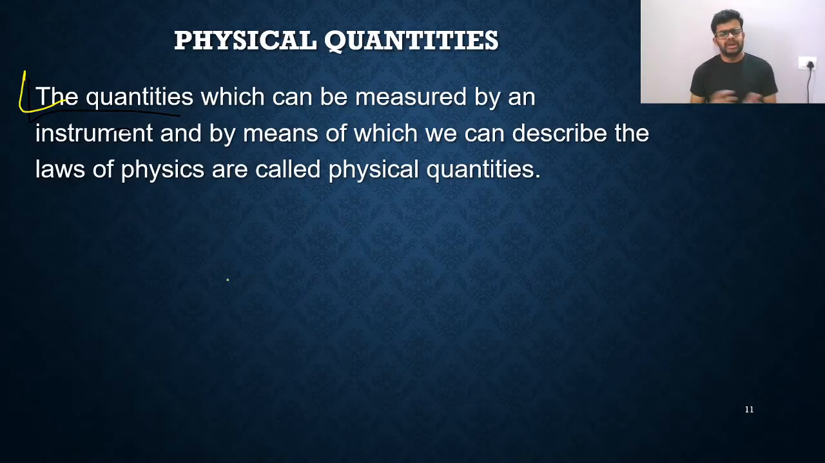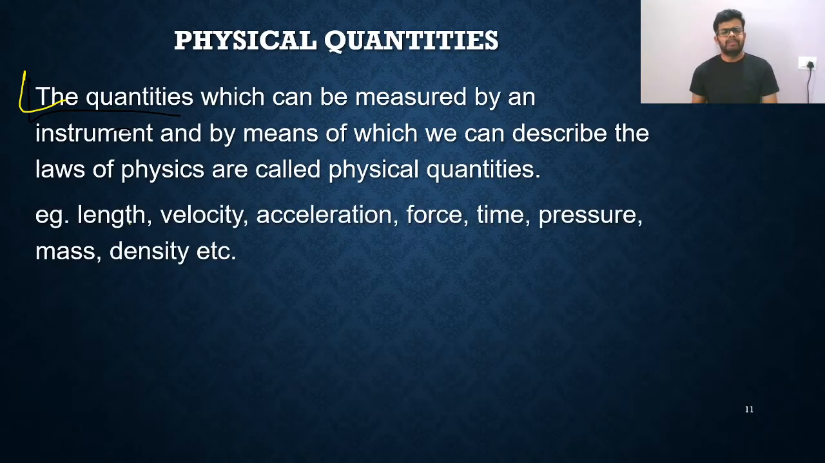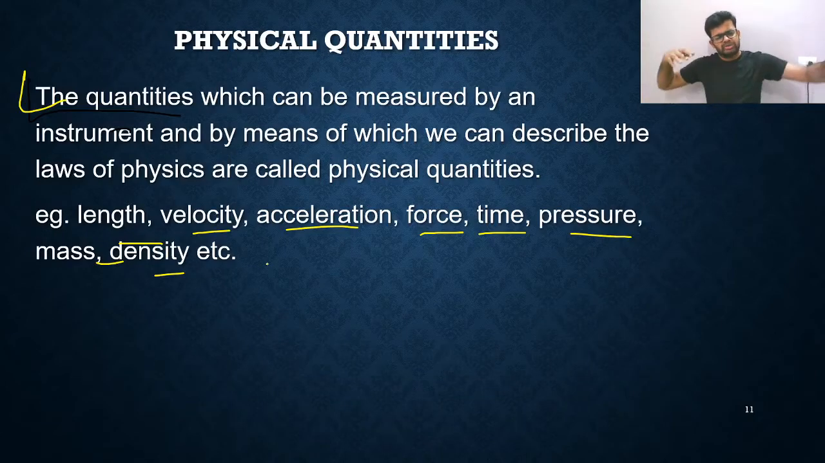Physical quantities are of two types, vectors and scalars. But we are not going to talk about vectors and scalars. We are just going to talk about the units of those physical quantities. Examples you can see: length, velocity, acceleration, force, time, pressure, mass, density, work, power, energy, and so on. So many quantities are there, electric field and all. I cannot mention everything here. As we study the chapters, everything will come in line, so don't worry about that. That's all about the physical quantity.